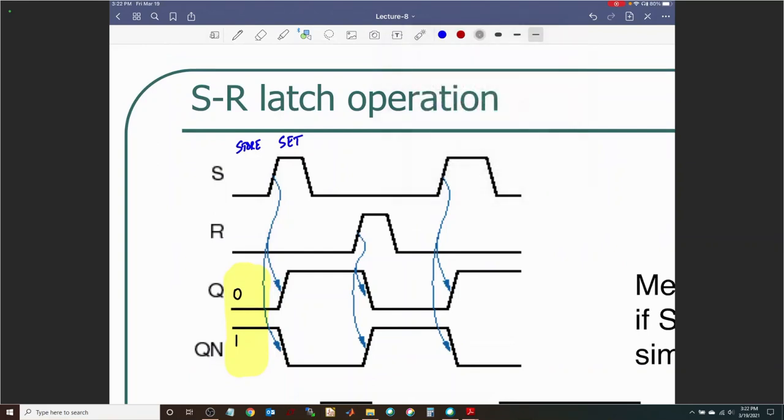Come on. Which state are we going to next?